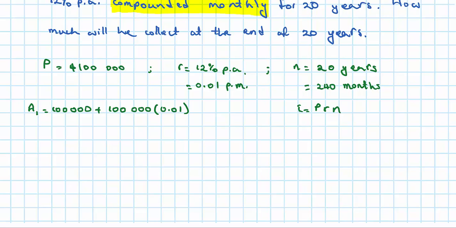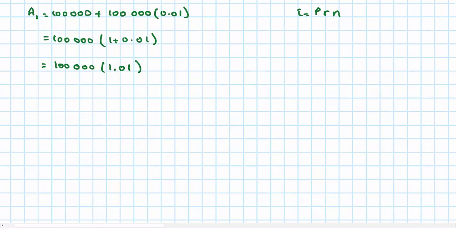Now I could calculate this, but I'm trying to establish a pattern and derive a formula. So I'm just going to take a factor out for now. So 100,000, and I have 1 plus 0.01, which I can write as 100,000 times 1.01. So that's how much money there will be at the end of first month.